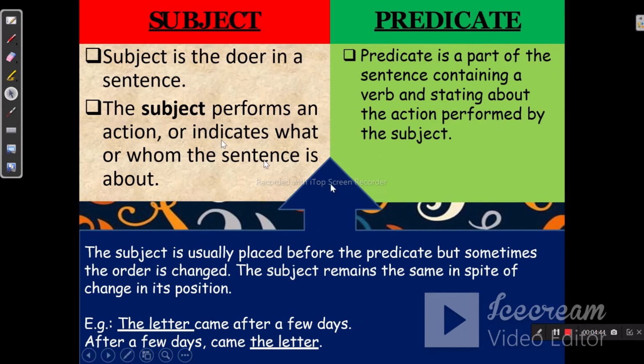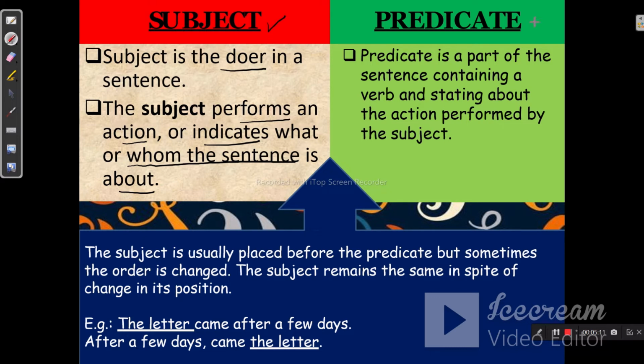Subject is the doer in the sentence. Doer means the person who does the action. The subject performs an action, right? So the subject is who or what in a sentence, or it indicates what or whom the sentence is about. So very easy to identify the subject in the sentence. Subject is the person who does the action. Whom we are talking about in the sentence is subject.